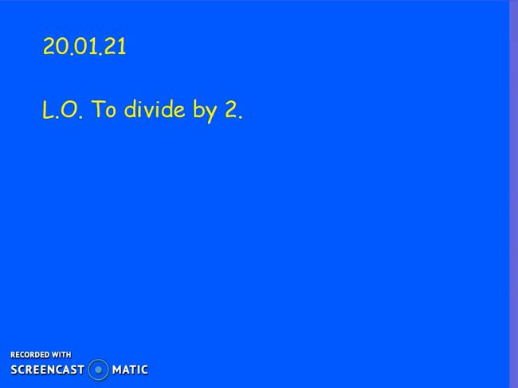Please pause the screen and give yourself time to write today's short date and learning objective into your home learning maths book. Today we'll be learning to divide by 2. Press play when you're ready to start.